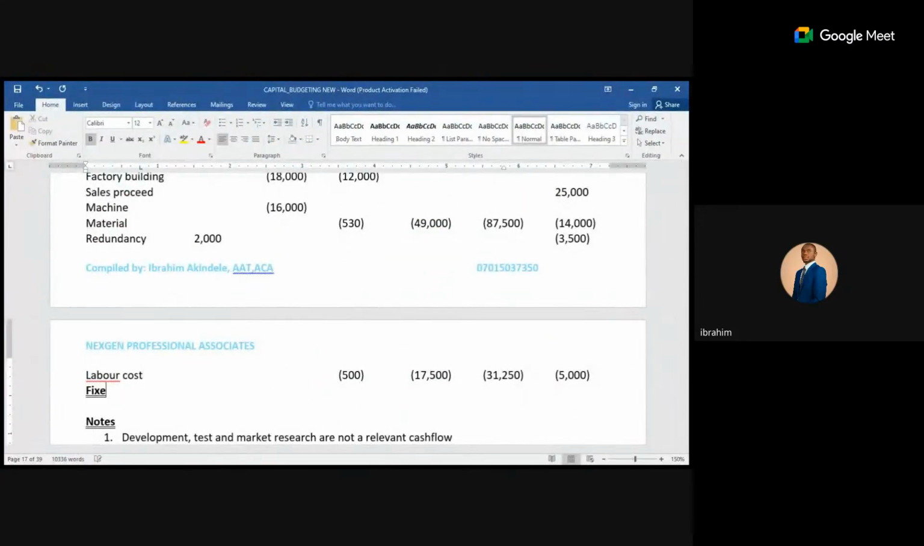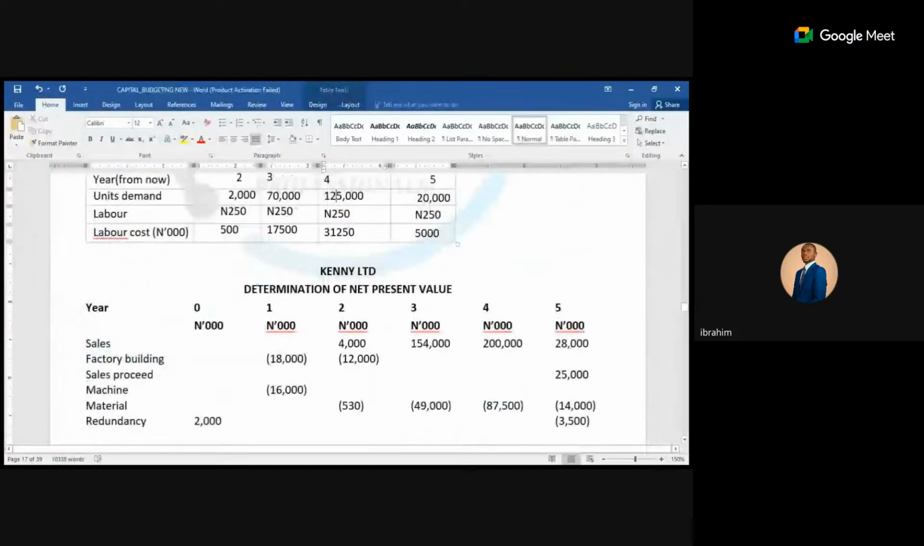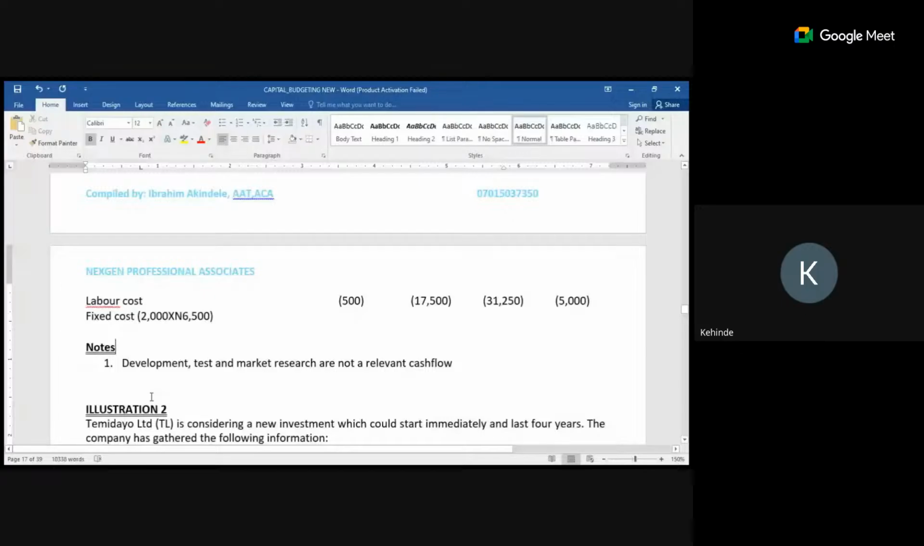Fixed cost. So what do we have? 13 million, right? Okay, 6,500. Year 2. Is this year 2? Yes, year 2. What do we have? 13 million. So year 2, you have the same 13 million.